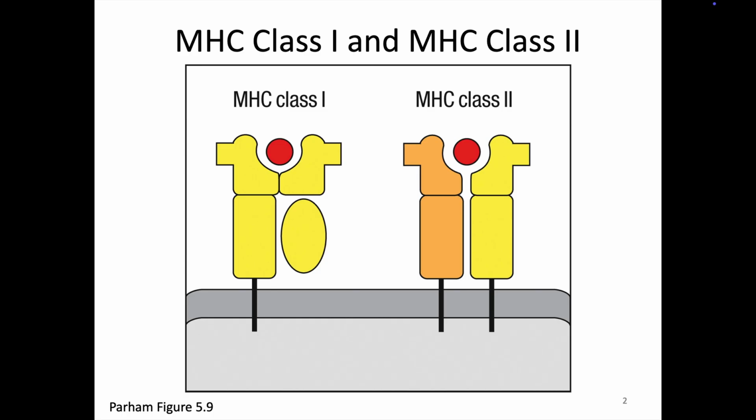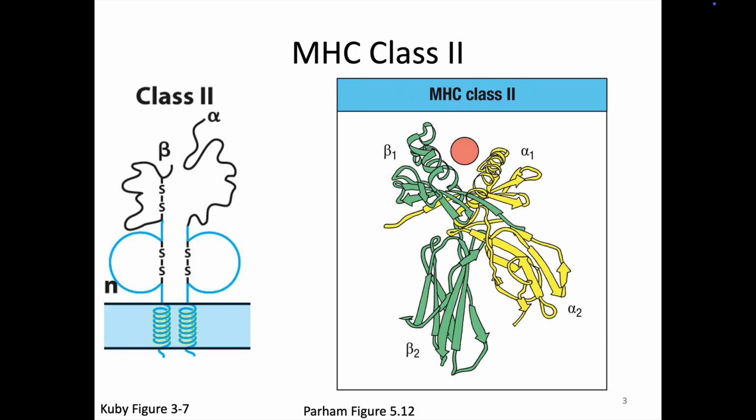And then we were talking about class 2 last time. You can see that MHC class 2 is made of 2 proteins that are about the same size. Usually they're generally referred to as the alpha and the beta chain. They come together to make the peptide binding cleft, and there are 2 transmembrane domains, one on either of the proteins. Here again you can see the more structural model of MHC class 2, which we talked about last time.